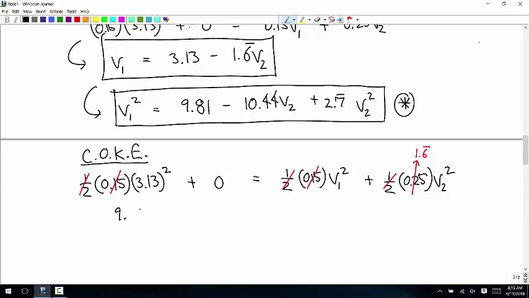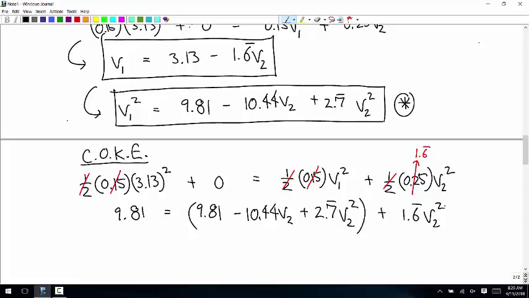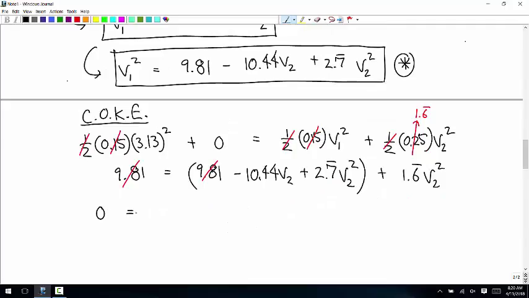And we have 9.81 is equal to all of the stuff from equation star, 9.81 minus 10.44 V2 plus 2.7 repeating V2 squared plus 1.6 repeating times V2 squared. The 9.81s cancel out, and we get that 0 is equal to, what's 2.7 repeating plus 1.6 repeating? 4.4 repeating times V2 squared minus 10.44 V2. Yeah, I think you're probably right.